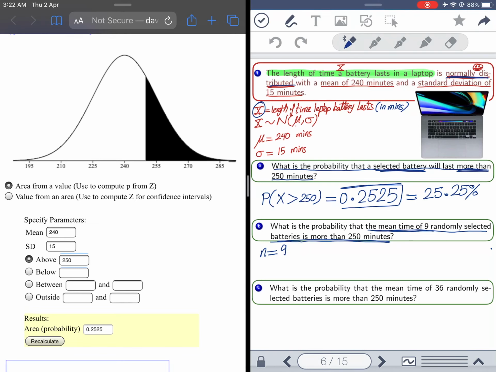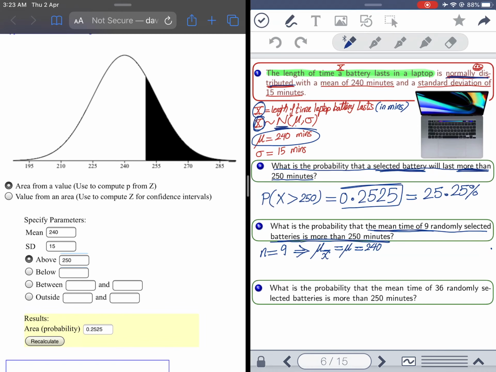Notice that n is 9, but the distribution of X, the population distribution, is normal already, so it doesn't matter what n is. n can be anything. We don't have to be more than 30 in this case. So n is 9, and so immediately after you find n, find mu, the mean of the sample means, which is the same as the population mean, as we know, and the population mean is here, 240 minutes.